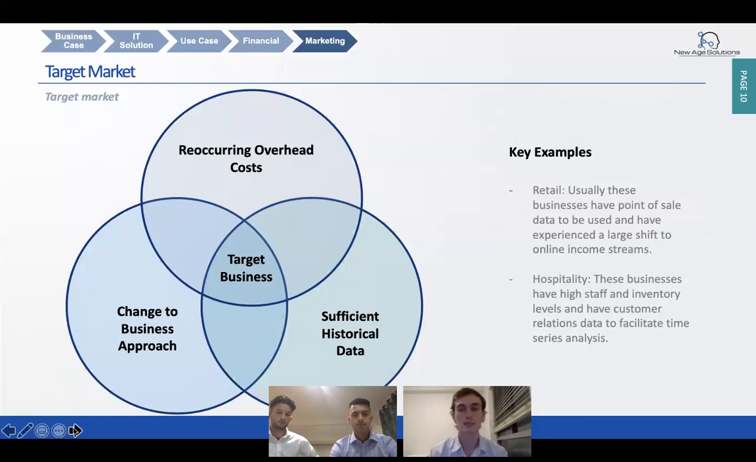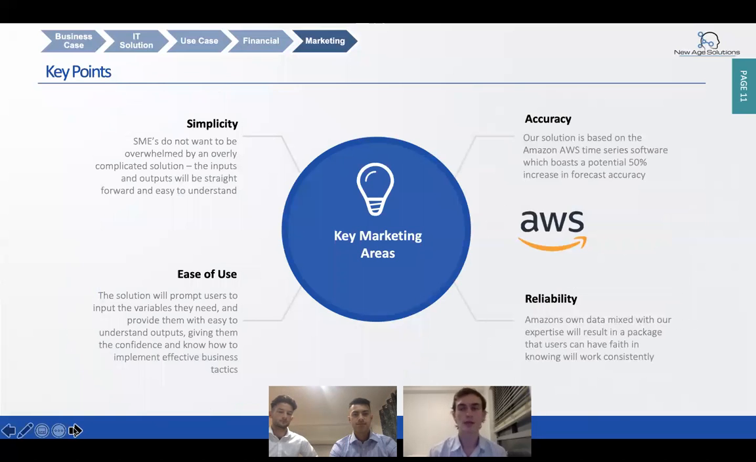Another example is the hospitality industry, as was previously mentioned in our case study. The key marketing points can be broken down into four aspects: simplicity, ease of use, accuracy, and reliability. Solutions utilizing machine learning are often daunting to businesses not directly involved in machine learning. SMEs would ideally want a solution that they know how to use and have faith in using. This will be realized in our simple user interface and easily understandable output report. This will be a key marketing point so as to assure businesses that the solution is something that they can adapt to and continue to use to maximize revenue.